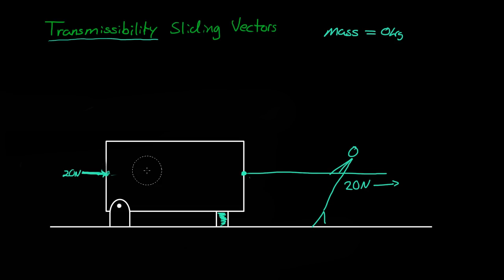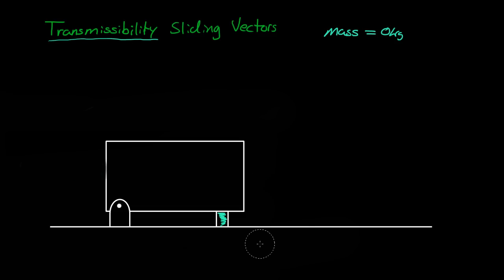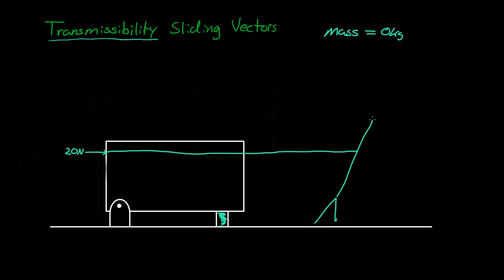Now things aren't moving. So another way of thinking about transmissibility is if, let's say we applied the force up here, right there, 20 newtons, instead of thinking of the force being applied right there, think of it as if there's a guy pulling a rope, and pretend this rope is straight, so pretend that there's a guy pulling that with 20 newtons.